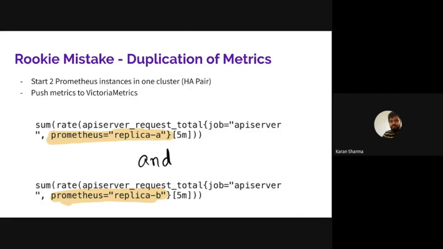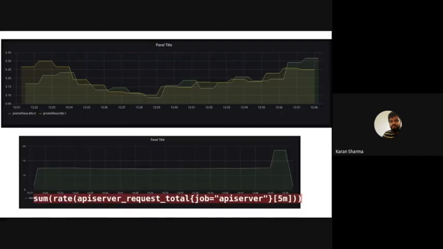Now the Prometheus operator has a Prometheus replica field. You can see the highlighted part, replica A and replica B. Victoriametrics understands these as two different metrics. So the implication is that on the first graph you can see replica A, and on the second you can see replica B. And when you try to do a sum on that metric endpoint, you basically see twice the value of the actual value. So you are seeing the wrong data here.